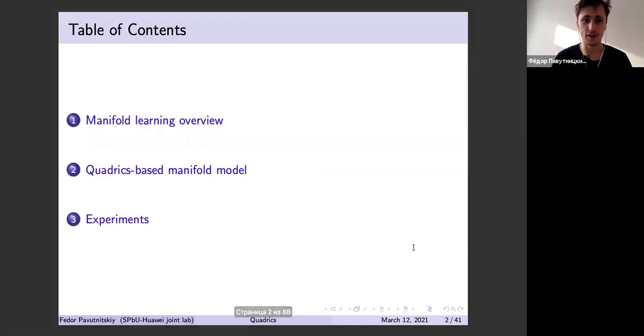Just in case, this is the overview of the talk. First, very shortly, I will talk about manifold learning in general: what is the manifold, what is manifold learning, etc. In the second part, I will describe our manifold model, which is based on quadrics, zero sets of quadratic polynomials. And in the third part, we will talk about application of this model, the main experiment in face recognition system.